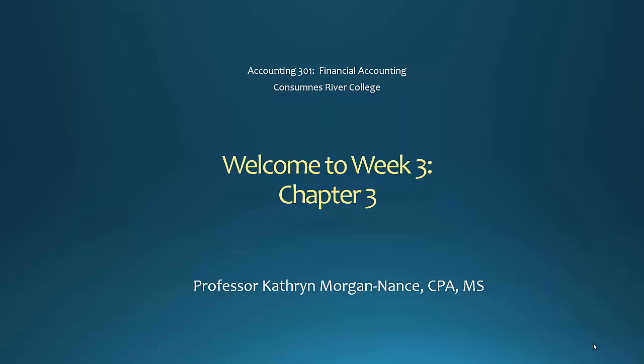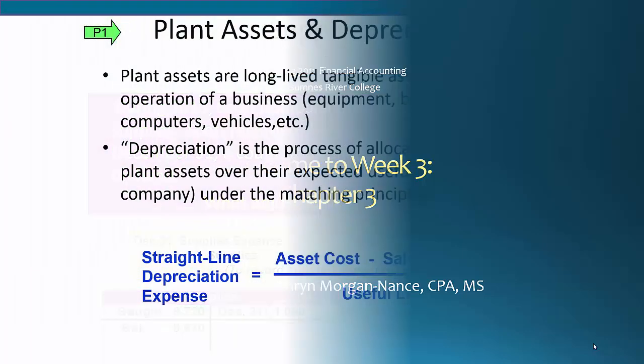Welcome back to the second part of Part 1, Chapter 3. We will be discussing a special type of deferral adjusting entry called depreciation first, and then we will move on to deferred revenue and accrued expenses and revenue.